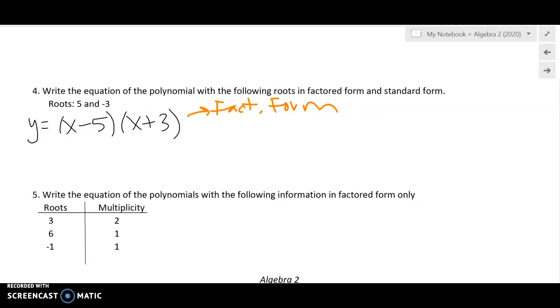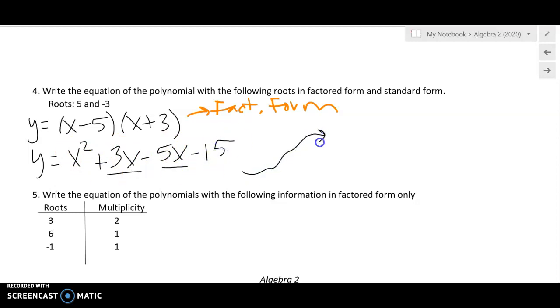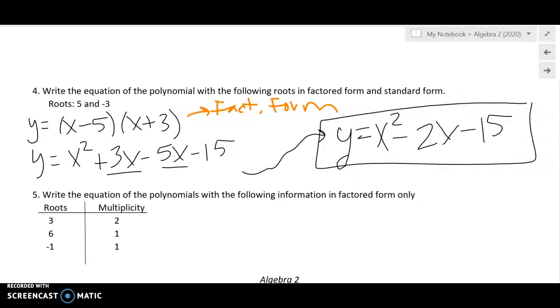And when I want to get my standard form, all I do is FOIL it. So when I FOIL this or multiply it, I get x squared plus 3x minus 5x minus 15. I'm going to combine those middle terms. So when I write my answer, I have y equals x squared minus 2x minus 15. And this right here, that boxed answer is standard form.